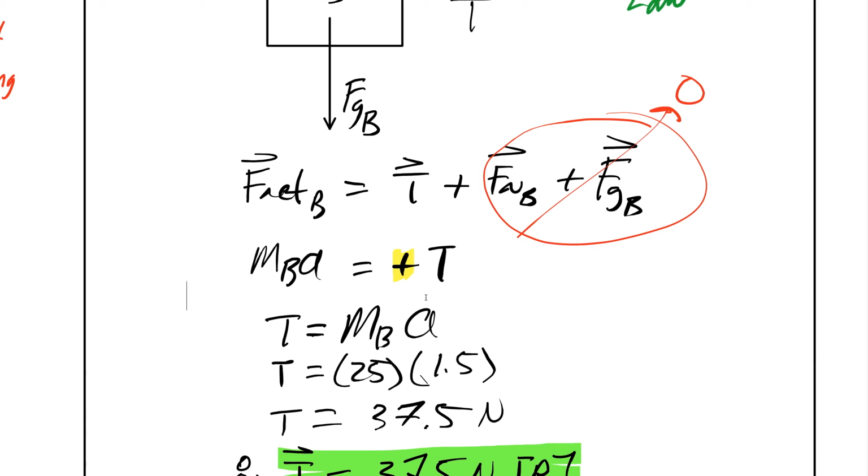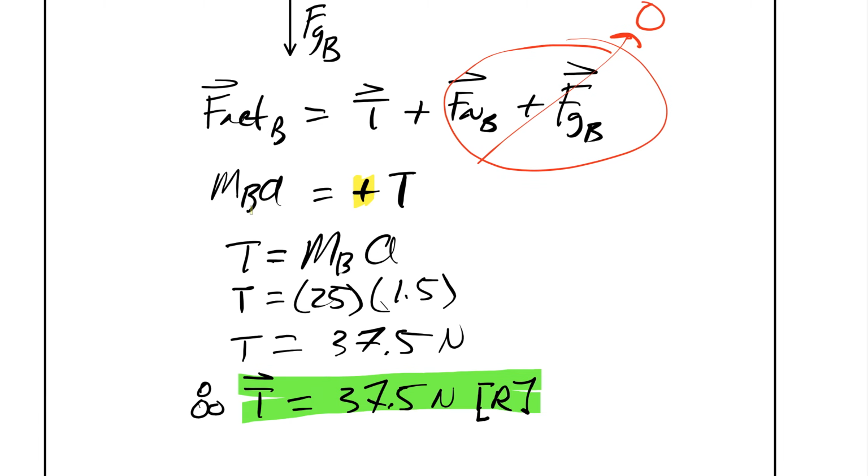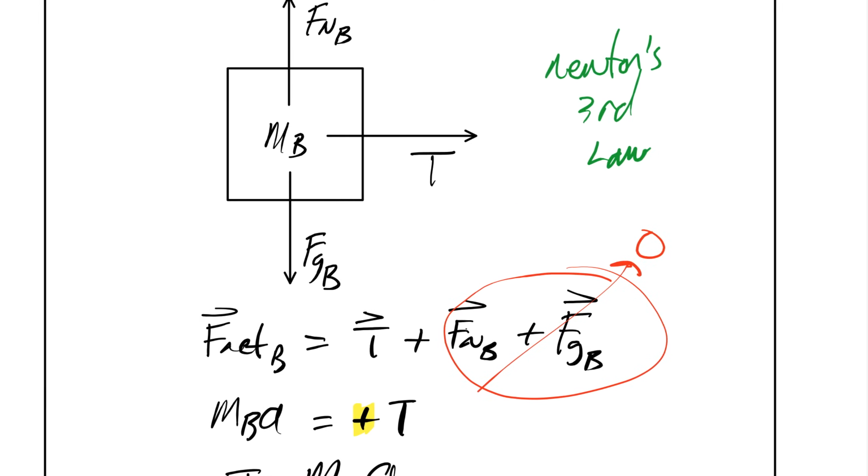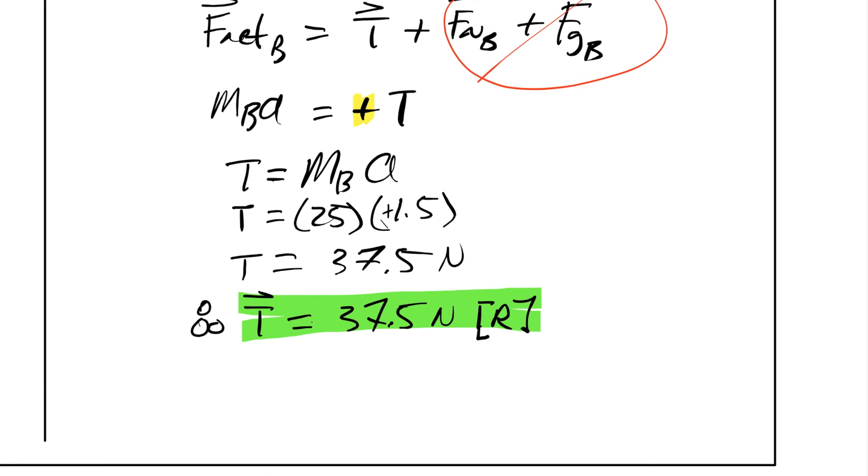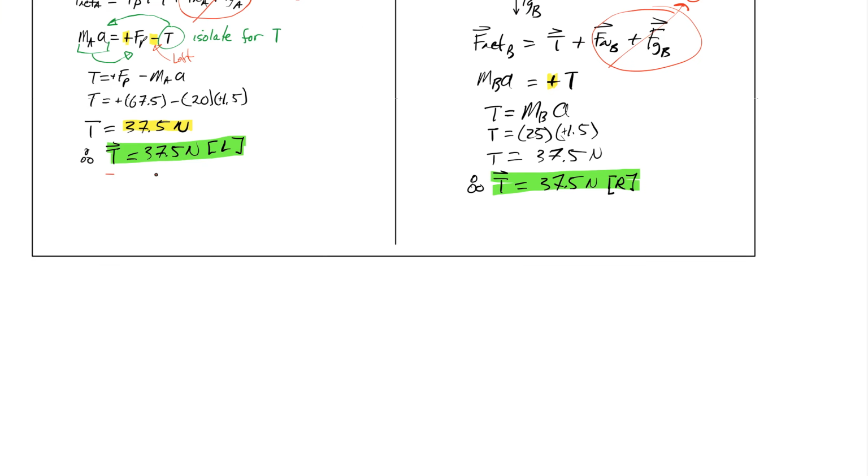And that's because both objects are accelerating at the same rate. So that's M_B times a is equal to positive tension, or tension is equal to M_B a. Substituting in 25 times positive 1.5, and we get a magnitude of 37.5 newtons. Based on the diagram, we know the tension is to the right. So therefore, the tension is equal to 37.5 newtons to the right. And as you can see, every action has an equal and opposite reaction. And there's the third law at play.